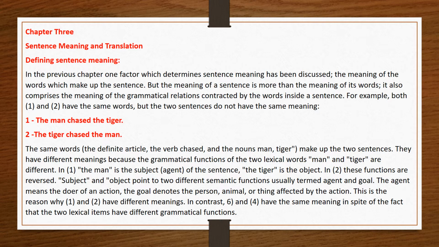In contrast, the sentences we discuss later on have the same meaning in spite of the fact that the two lexical items have different grammatical functions. As you know, the agent or the doer of the action is the subject, and the object is the receiver of the action. Let's move to the next.